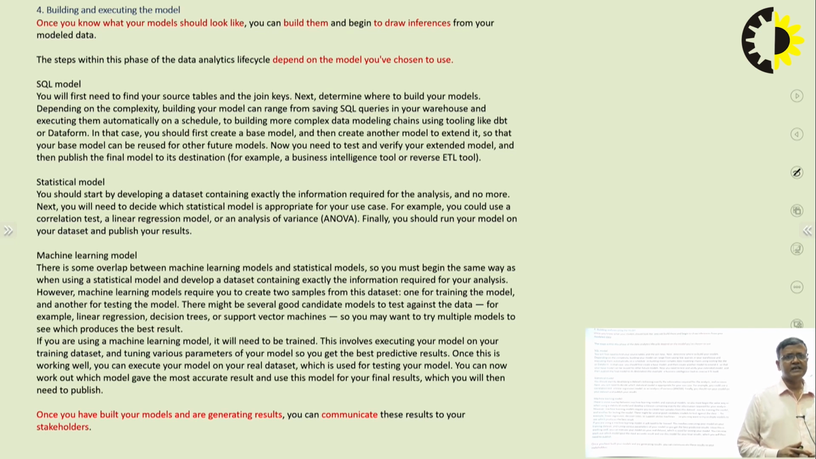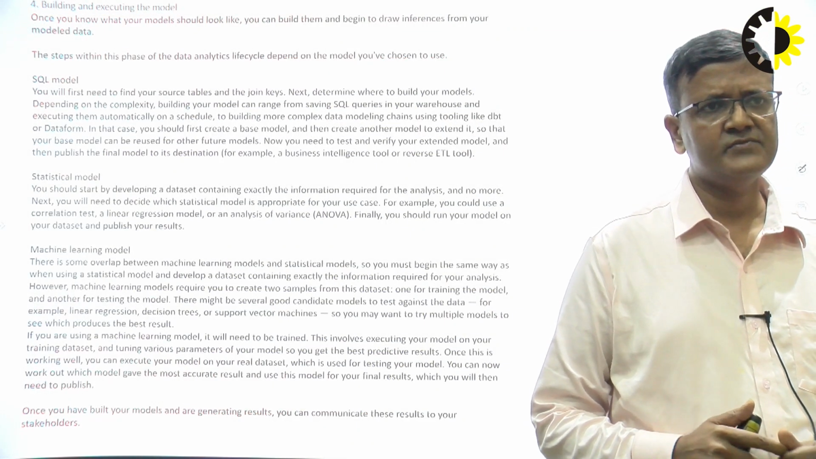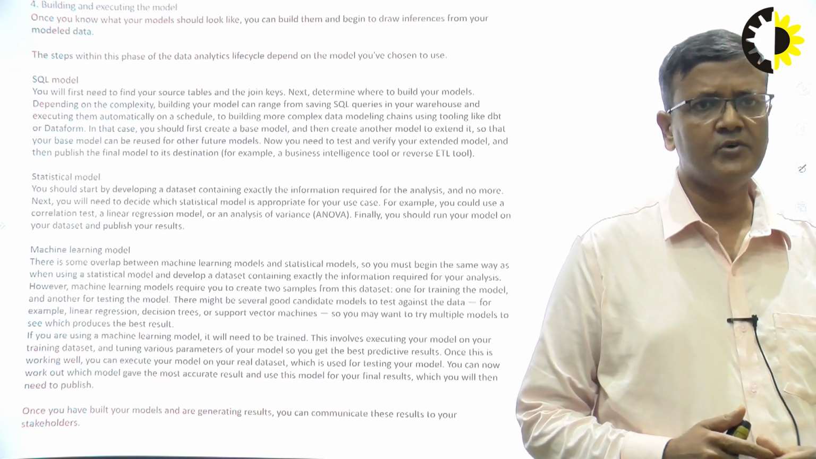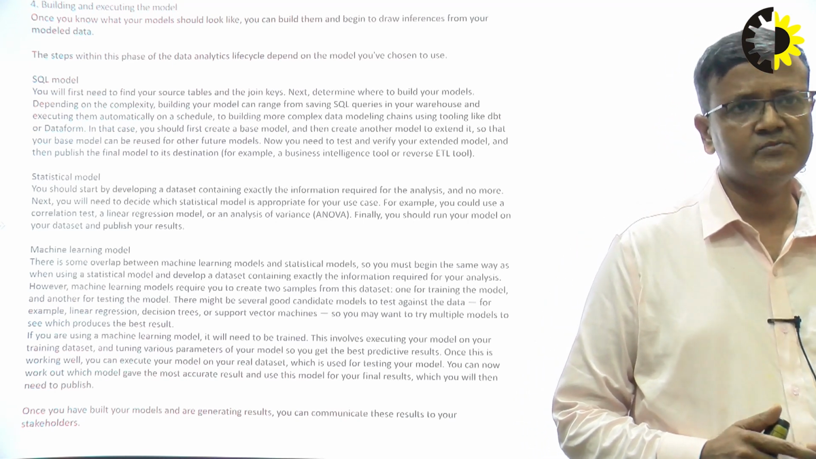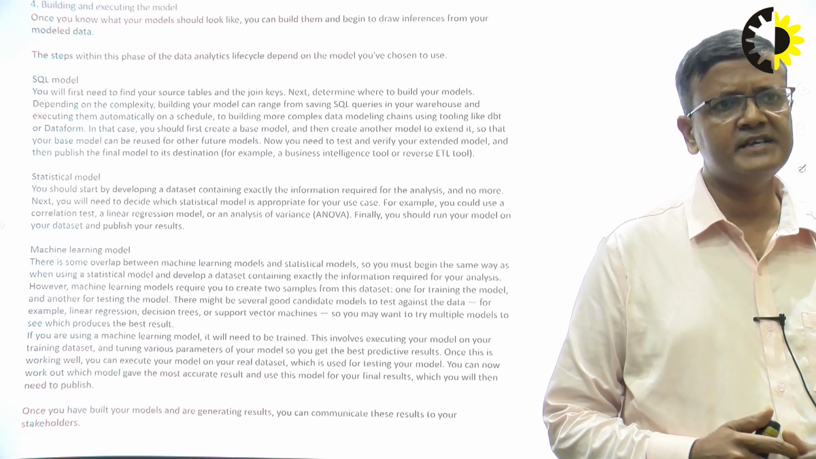There might be several good candidate models to test against data, for example, linear regression, decision trees, or support vector machines. So you may want to try multiple models to see which produces the best result. If you are using a machine learning model, it will need to be trained. This involves executing your model on your training dataset and tuning various parameters of your model so you get the best predictive results. Once this is working well, you can execute your model on your real dataset, which is used for testing your model. You can now work out which model gave you the most accurate result and use this model for your final results, which you will then need to publish.